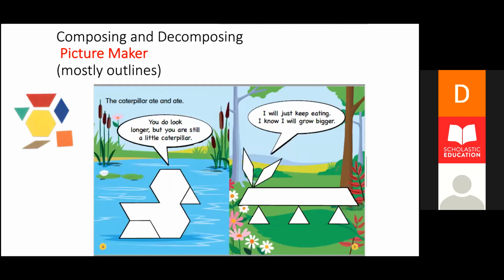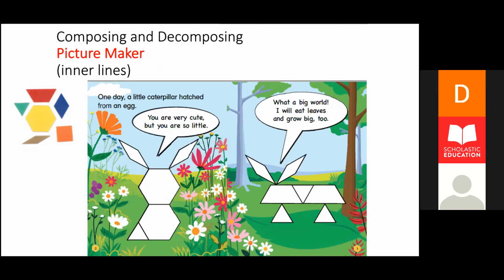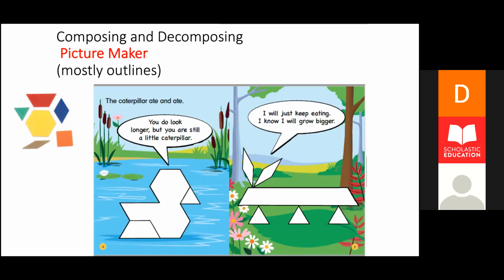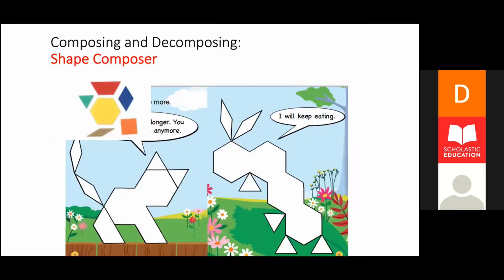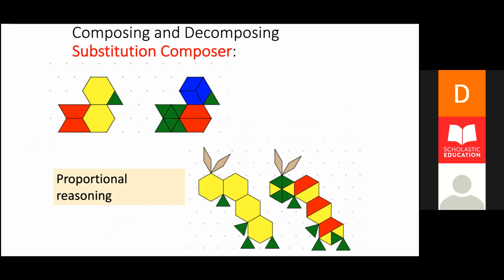But this time, we're only given the outer lines or just a few inner lines. So they're building from the pattern that they did. If you look at the caterpillar on the right, the caterpillar that they developed, what they're doing is extending it to be able to fill it in a little bit more on their own. They become shape composers. They're now making shapes with more intentionality, and they're putting the shapes together to create what they want. And then they become the substitution composers. This is important because what they're doing is developing proportional reasoning. They're realizing that anything that takes a hexagon can also be covered by 2 red trapezoids.